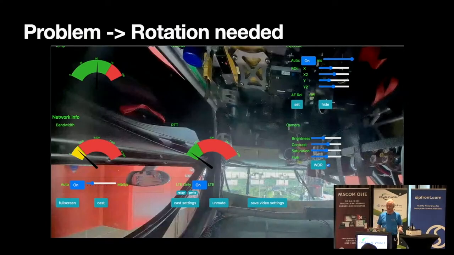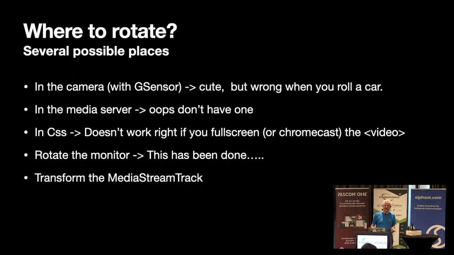So I thought, well, where are we going to rotate this? In the media server? No, we don't have one. So where do we do it? Initially we did it in the camera. This was cute: we use the G sensor, like your mobile phone does, to work out which way up it is and then rotate it as needed. Unfortunately, this didn't go down well when they rolled the car, because you end up with the image the right way up when it shouldn't be.